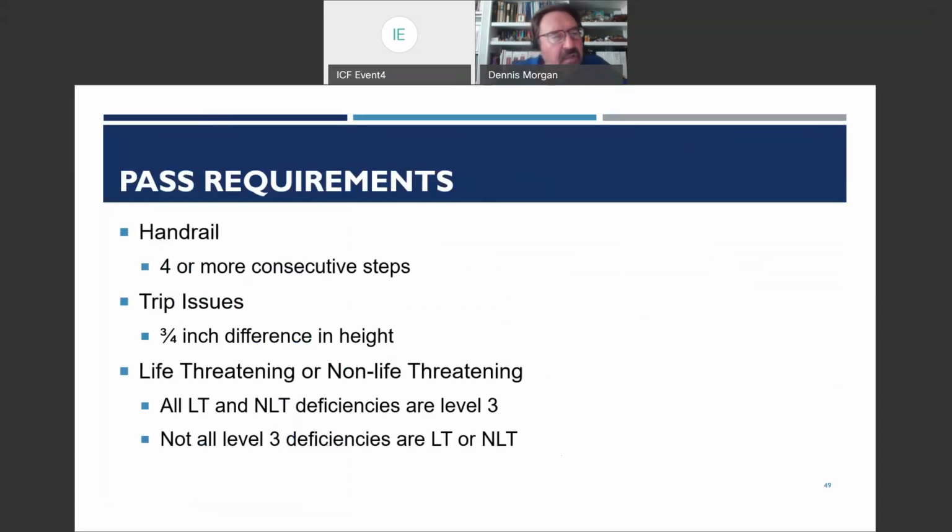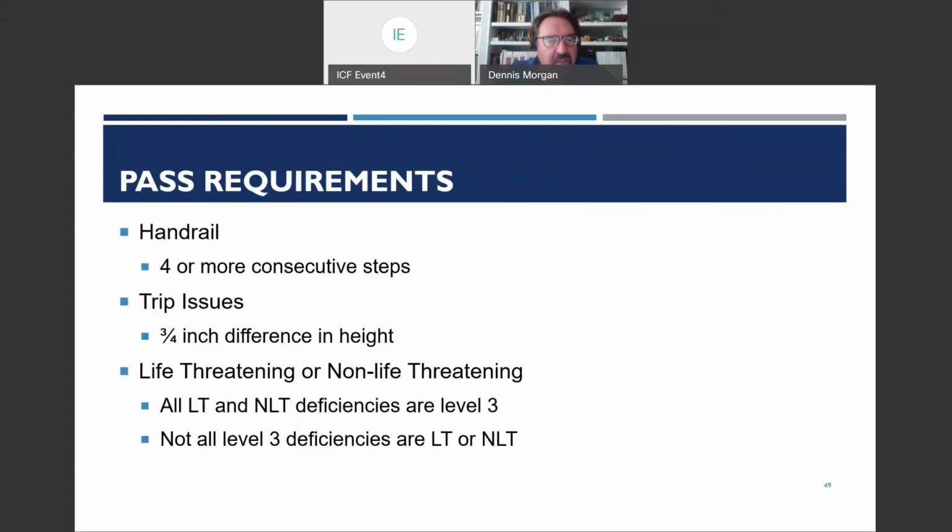Things that you want to be watching for: handrails required on 4 or more consecutive steps. Be looking for these tripping issues, greater than a 3/4 inch differential. That also includes elevator alignment. The elevator should align so it's not out of line when it comes to the floor, because if it's greater than a 3/4 inch differential, that is a tripping hazard, whether it's an LT or an NLT.